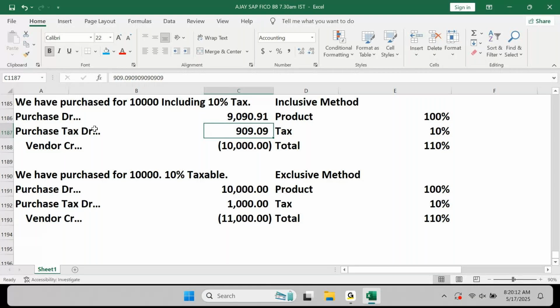SD will also be involved, MM will also be involved. In fact, your config, your contribution, your work is very minimal. If you put tax code, tax should be calculated, tax should be posted to a GL account. If this is happening, you're good to go. From MM it is not coming, MM guy will check why this is not coming, because in MM there is something called pricing procedure. Anybody heard?